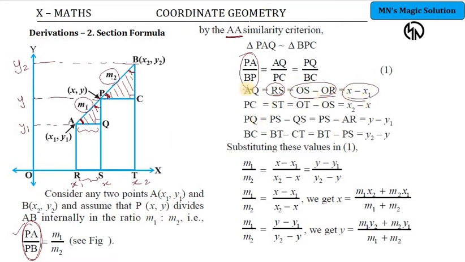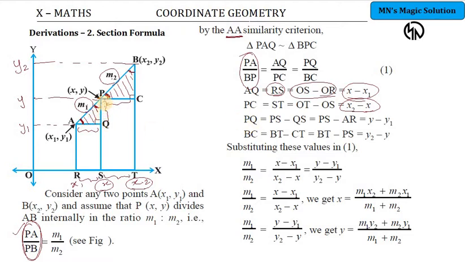Okay. Same way for PC. PC எங்க இருக்கு? It is over here. So in the length enama it is corresponding to ST. ST என்றது என்ன? x2 minus x. So x2 minus x. Then coming to PQ.